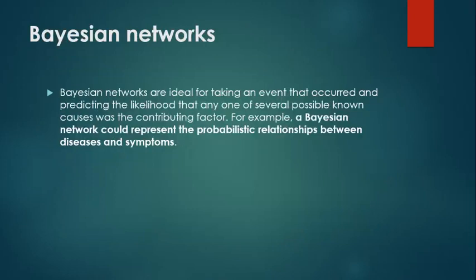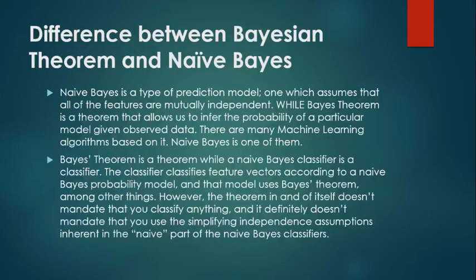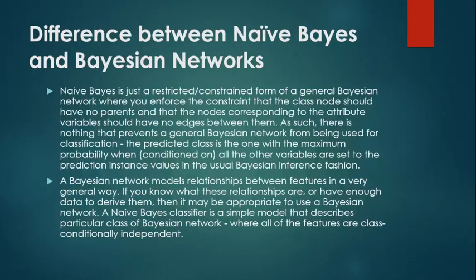One of the examples is a probabilistic relationship between diseases and symptoms. So for example, when you're building Bayesian networks, the difference between the Bayesian theorem and the naive Bayes, as you can see, is that the Bayesian is a theorem, the naive is a classifier. These will make more sense when you're building a model for a plagiarism checker.